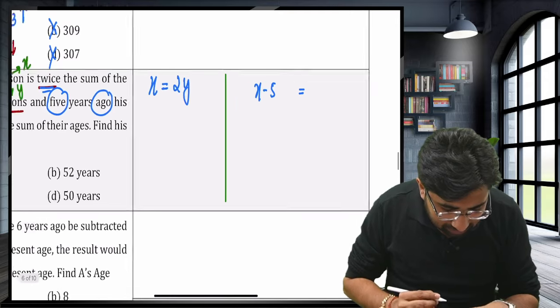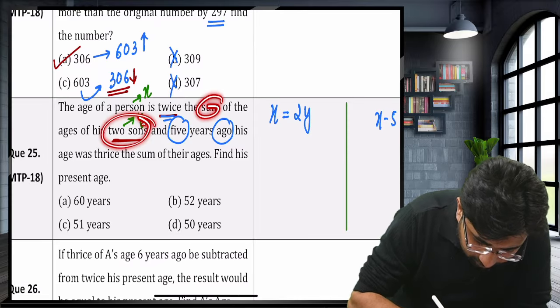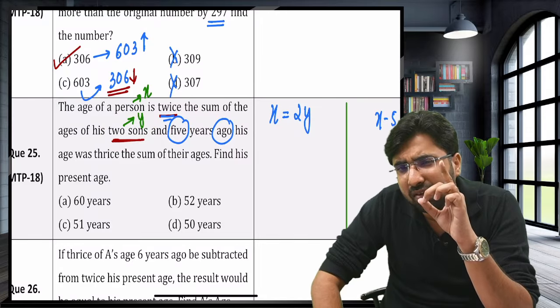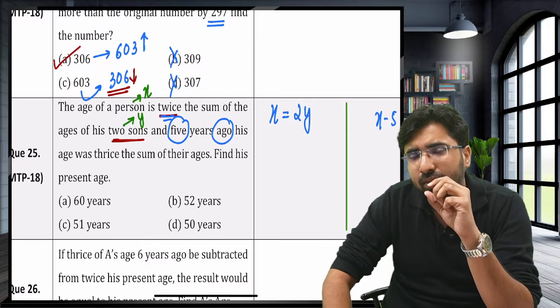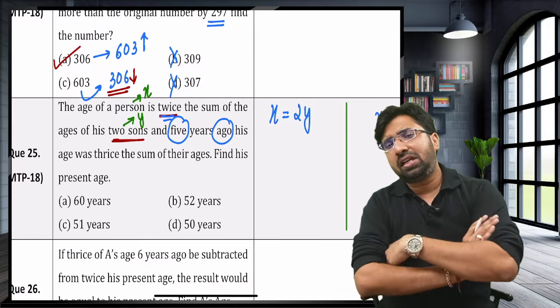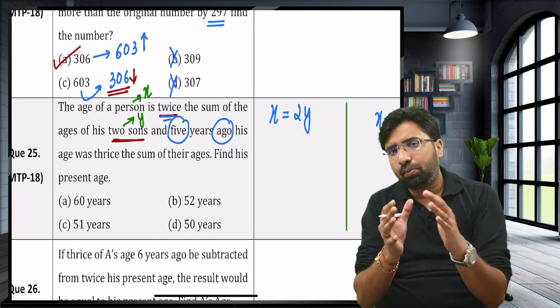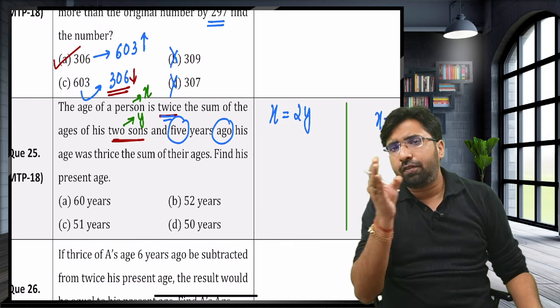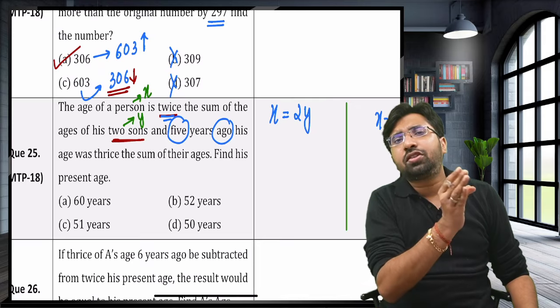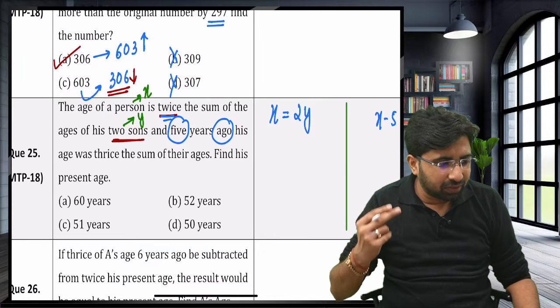Guys, Y I have assumed the sum of the ages of two sons. Y is not the age of one person. Y is holding the age of two persons. For example, one child's age is 15 and another child's age is 10. So the sum of both ages is 25. If you do minus 1, 15 will shift to 14, but 10 will not shift to 5. So you have to do minus 1, minus 1.